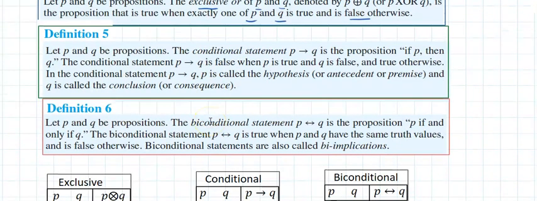Conditional. If P and Q are propositions, the conditional P implies Q is really if P, then Q. This is called a conditional statement. The if part must be satisfied before you can jump and conclude the Q. The conditional P implies Q is false when P is true and Q is false, and true otherwise. In the conditional statement P implies Q, P is called the hypothesis or the antecedent, and Q is called the conclusion or the consequence of that P.